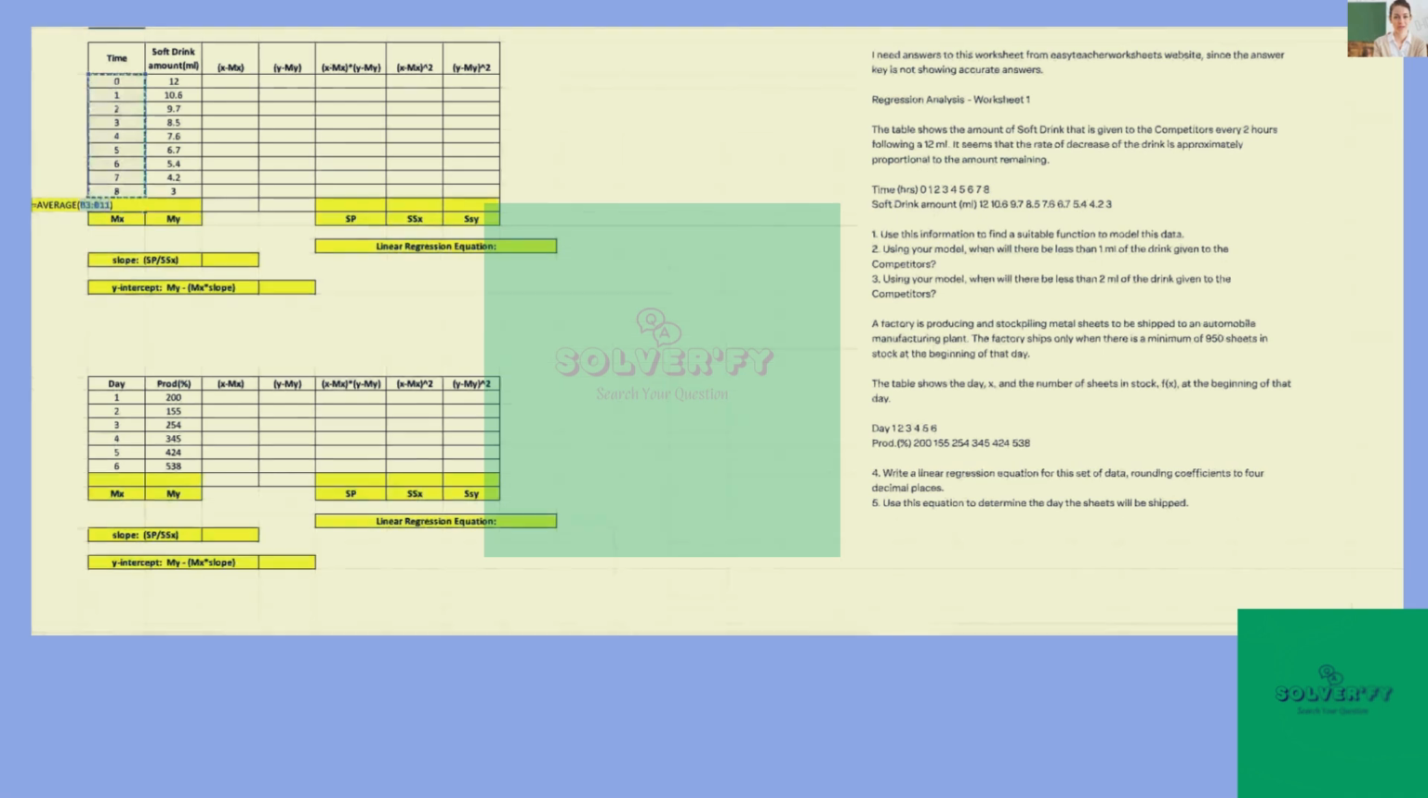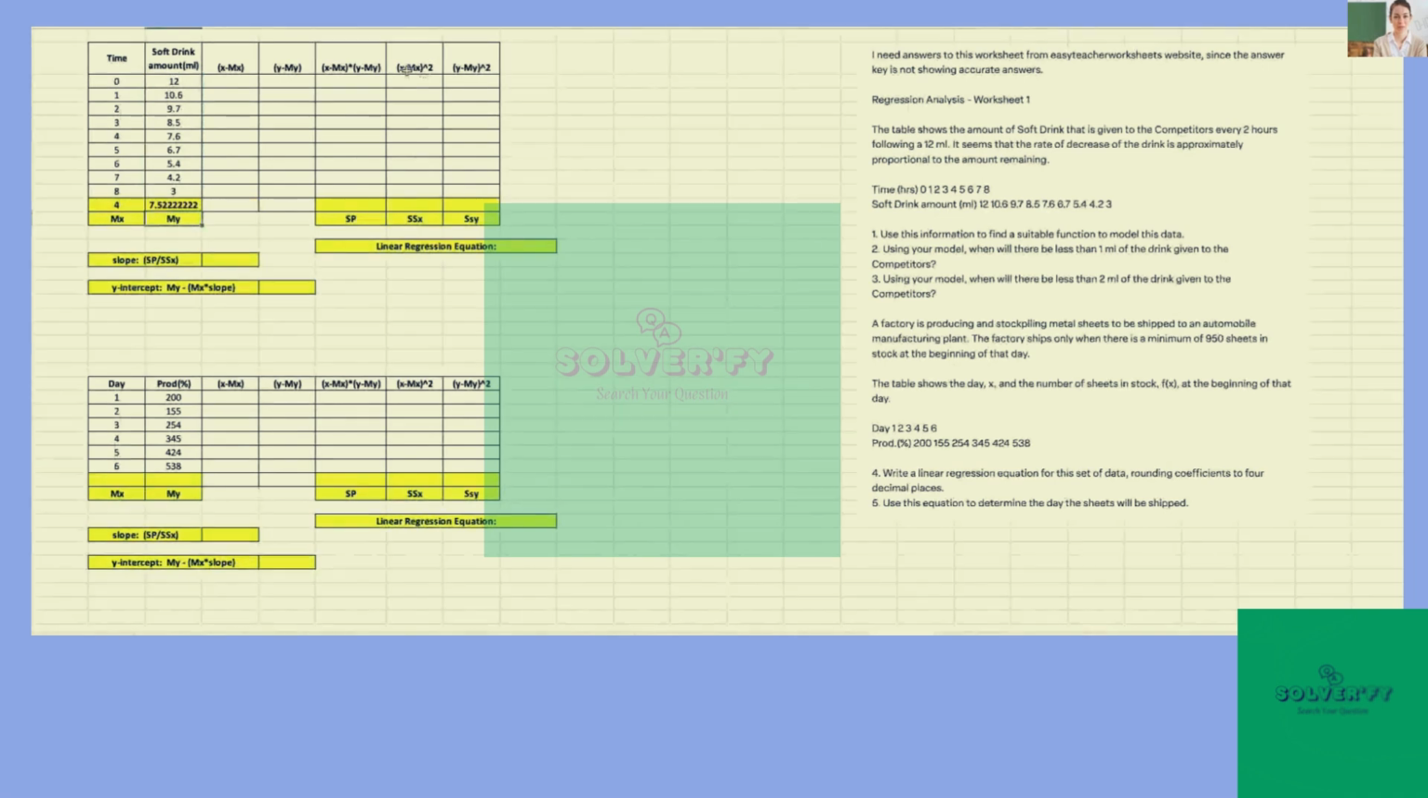So first thing you're going to do is find the average of your X value, and then you find the average of your Y value. Then you have to find the difference between each one of these X values, that's your time, and the mean of X, which is 4. And so I'm just going to drag this down because it will find the difference for each one of these values.